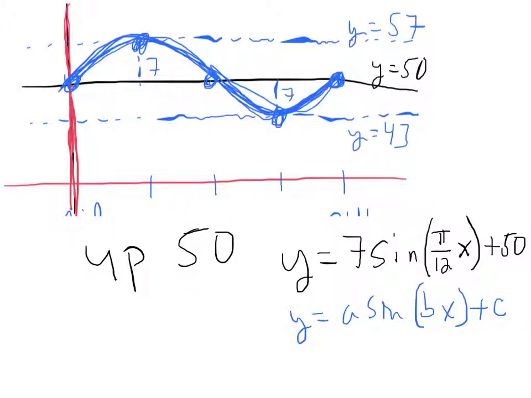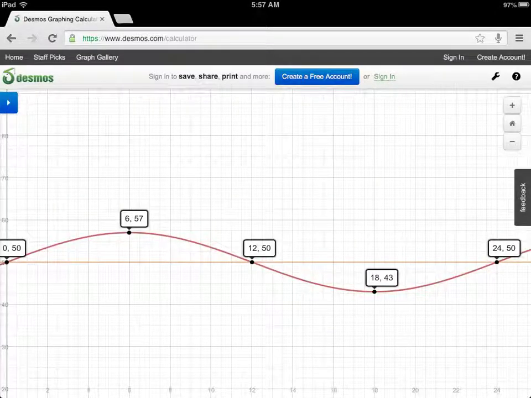Then I went to the Desmos calculator and graphed the equation I just came up with, and I wanted to check certain points. At midnight I'm seeing that it's 50 degrees. 6 hours later it's maxing out at 57. At 12 hours later, it's back down at 50. Then it's down to the low at 43, and then back up at 24 hours to 50. So that certainly models the situation that I set up. Hope that helps.